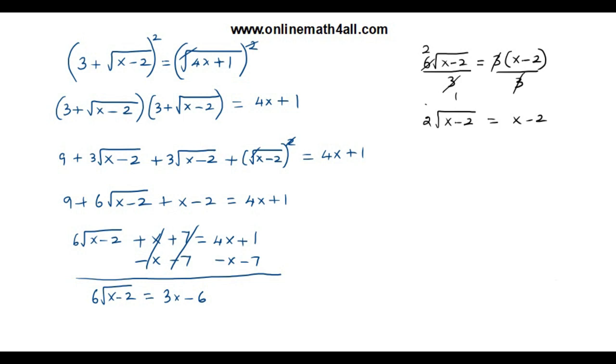Now what we need to do is square both sides of the equation to get rid of the square root, because the square root term is isolated.